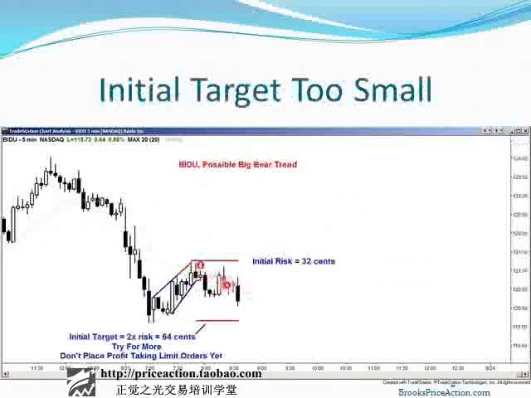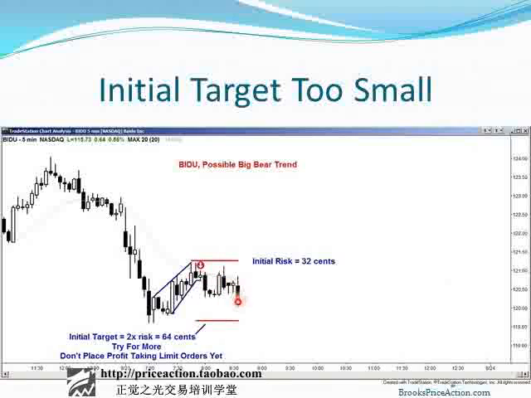Still not much going on. Not a strong entry bar, not strong follow through. Okay? If you were going for an initial target of 2 times your initial risk, that would be 64 cents down here. You could also adjust it based on your actual risk, but it's not much different.